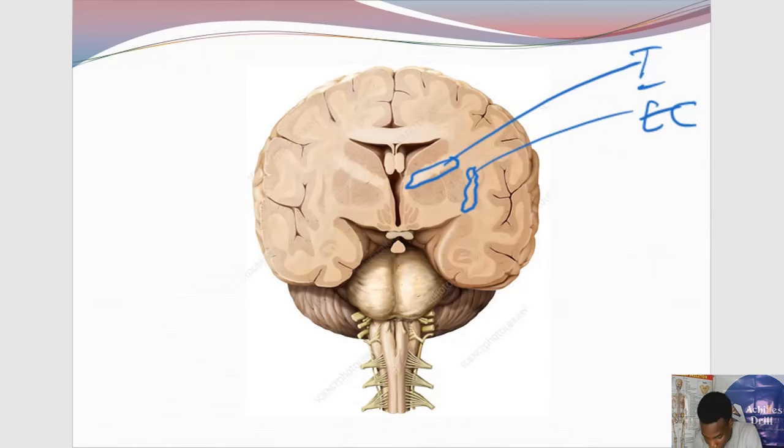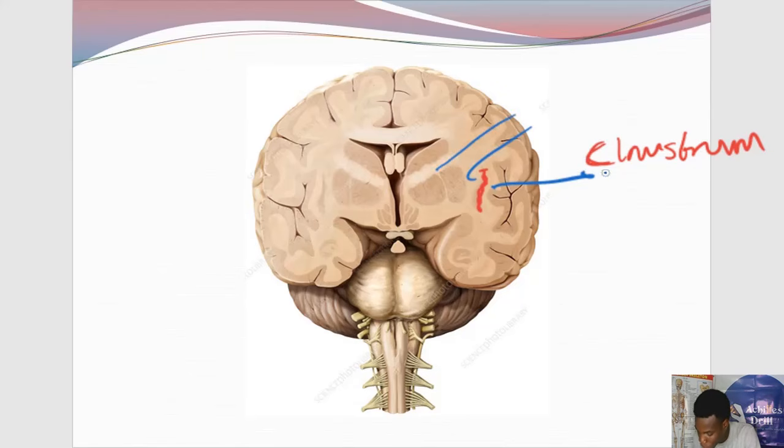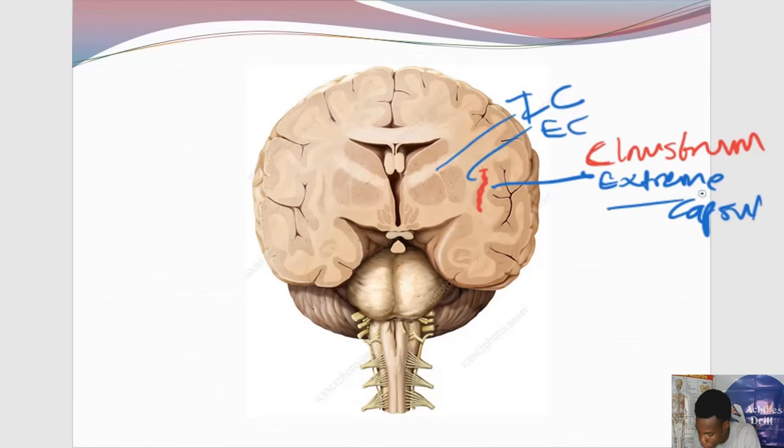And then the gray matter immediately lateral to that external capsule is what? Remind me what that gray matter is. The claustrum. The claustrum is located just lateral to the external capsule. And lateral to the claustrum right here is another band of white matter called what? The extreme capsule. Internal capsule, external capsule, extreme capsule.